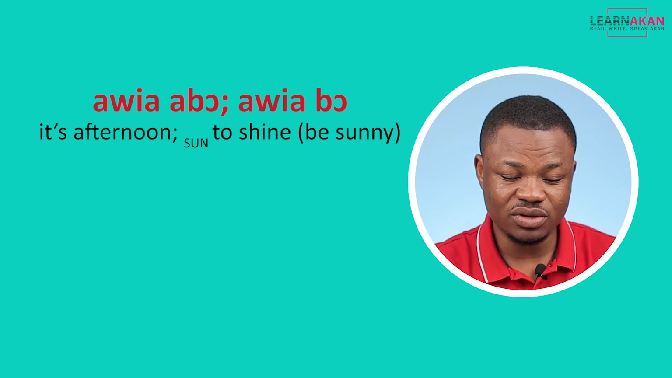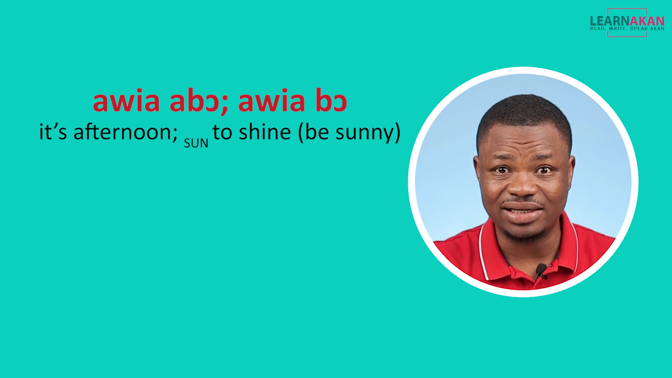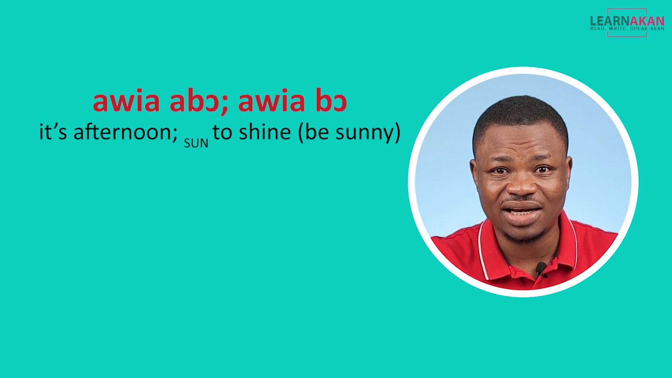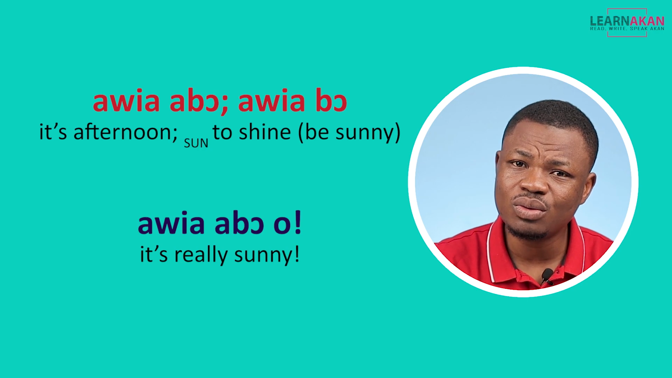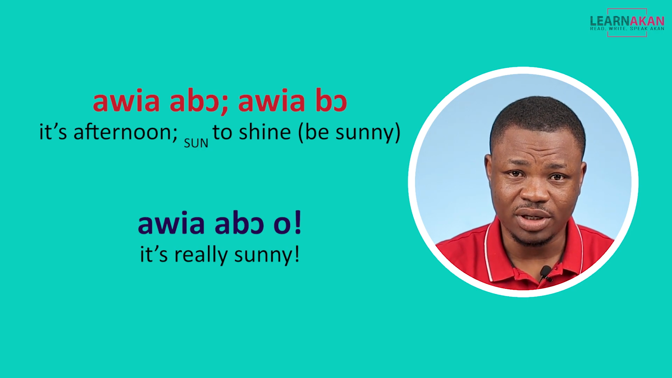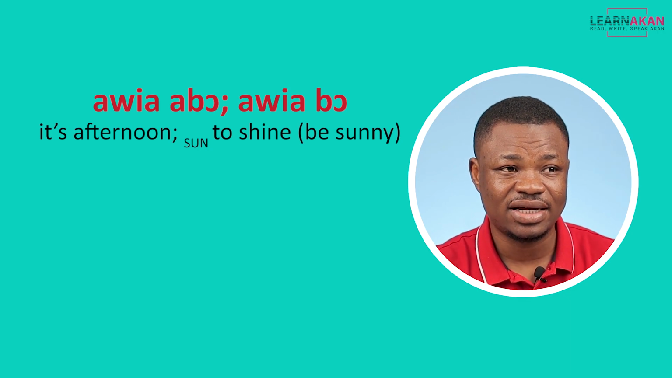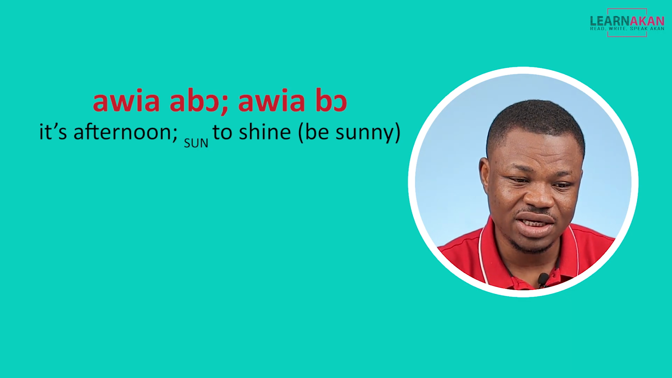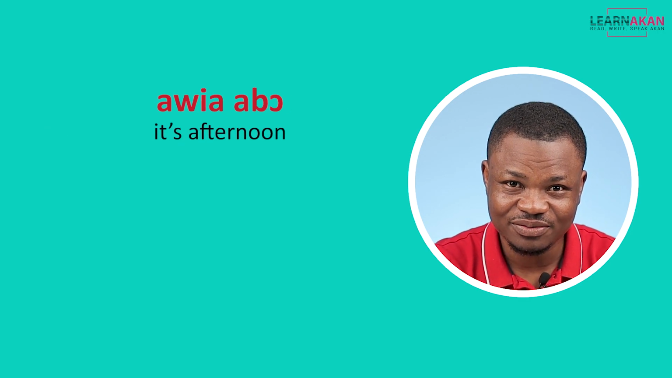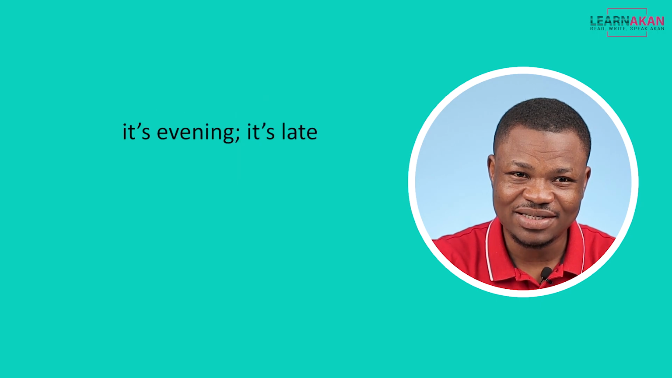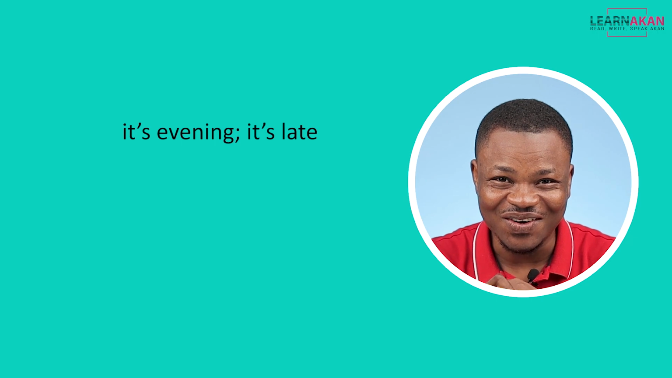Now, take note that this same ewia abo is used to mean it's sunny. So when the sun is shining a lot, then we say ewia abo. Hey, ewia abo, right? But in the context of this, we would say ewia abo as it's afternoon. So we've seen it's morning. We've seen it's afternoon. How about it's evening or it's late?